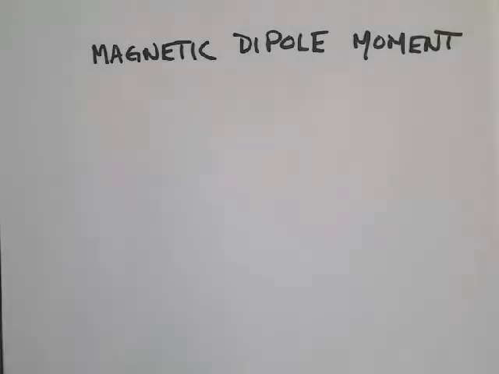Okay, so I wanted to share with you a different way for determining which way a loop of current will rotate when placed in an external magnetic field. And this way is a little bit easier sometimes, I think, for students to understand. And it involves something called the magnetic dipole moment.